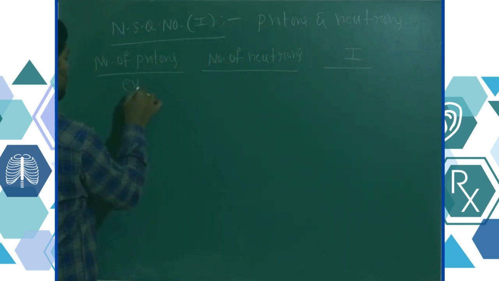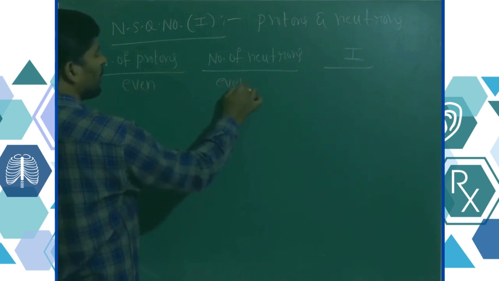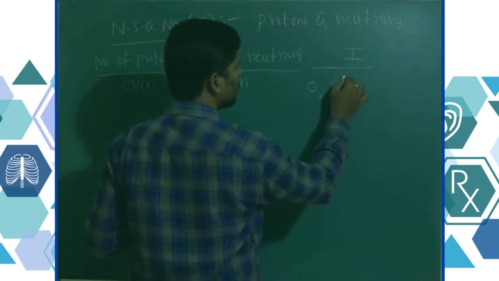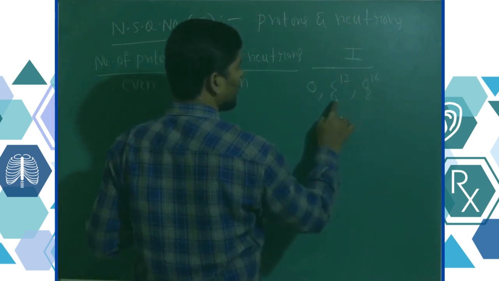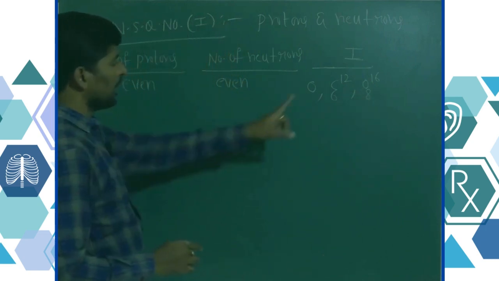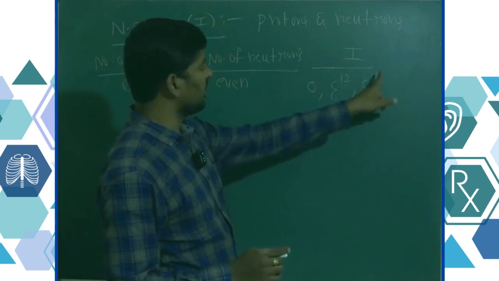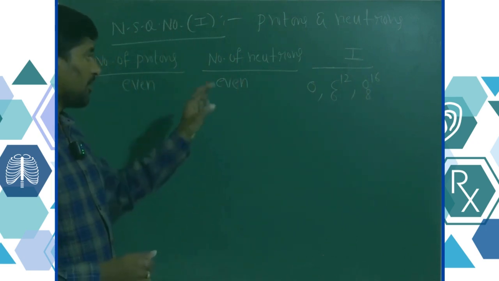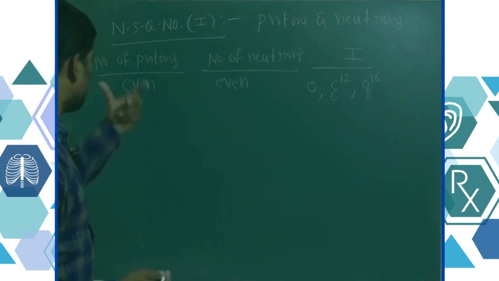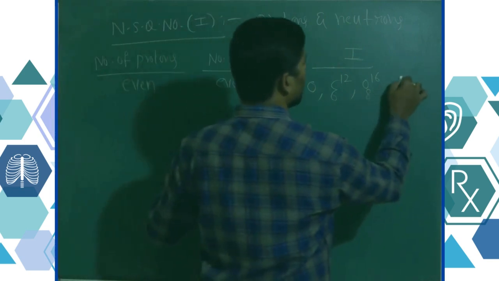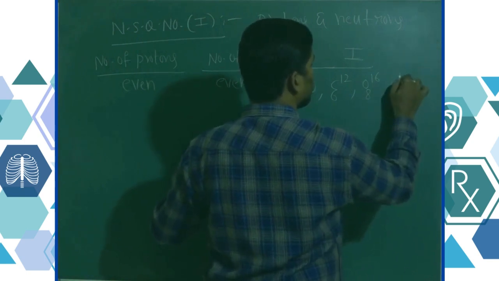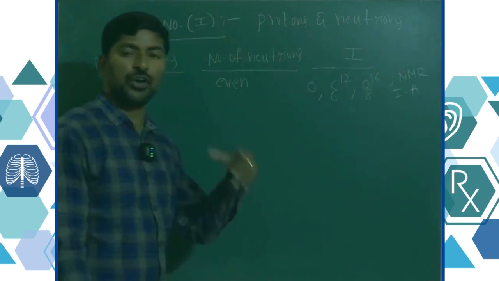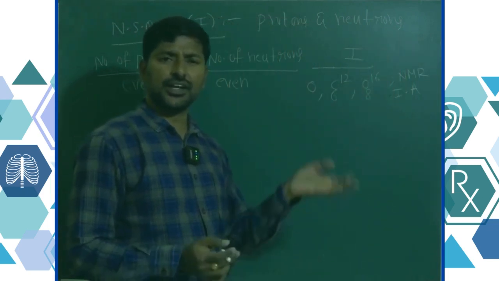If the number of protons is even and the number of neutrons is also even, then the nuclear spin quantum number is 0. Examples are C 6 12 and O 8 16. The number of protons, 6 and 8, are even. The number of neutrons, 12 minus 6, is 6, and 16 minus 8 is 8, both even, so the nuclear spin quantum number is 0. Such molecules are said to be NMR inactive. So we may expect questions like: which of the following is NMR active? Which of the following is NMR inactive? Which of the following is IR active, IR inactive?